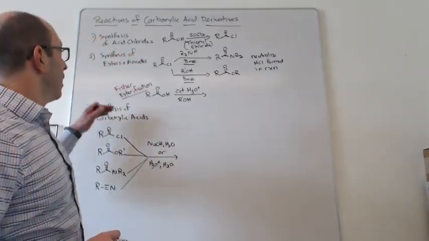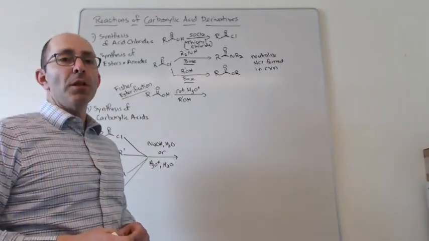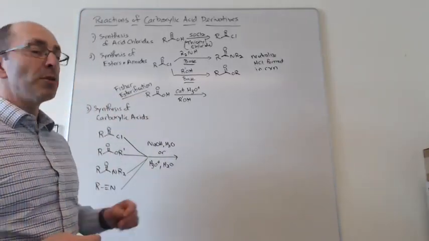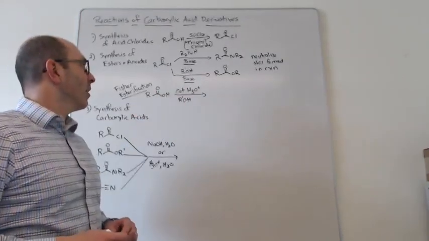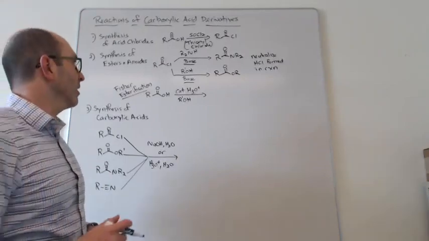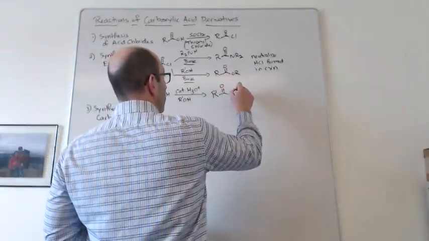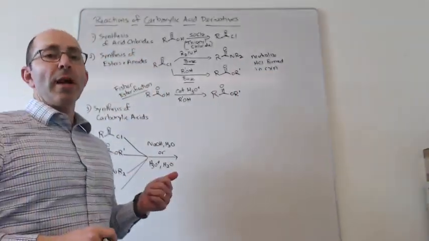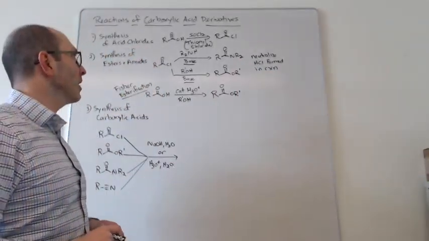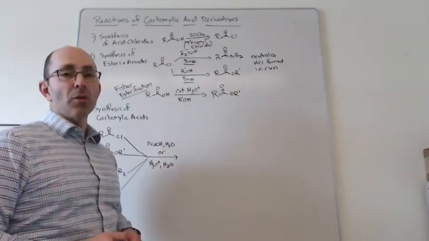Another very popular way to make an ester is the Fischer esterification, and in this case you don't need an acid chloride. You could start right with a carboxylic acid, react that with catalytic acid and an alcohol, and you can make an ester directly. So we have two ways to make an ester, either from an acid chloride or from a carboxylic acid. One way to make an amide, one way to make an acid chloride.